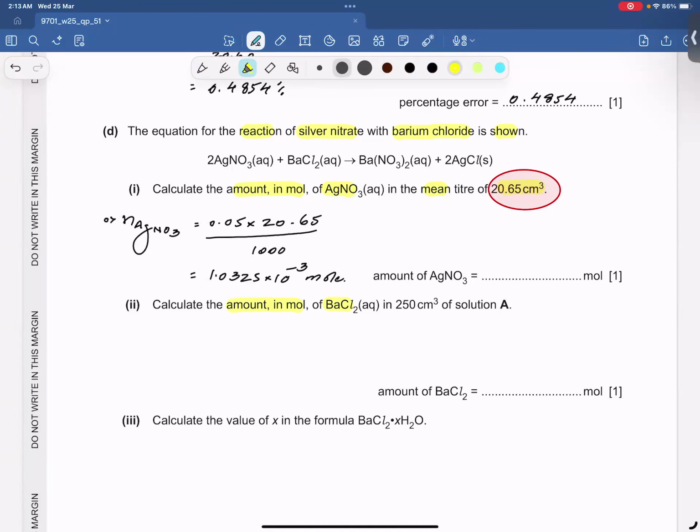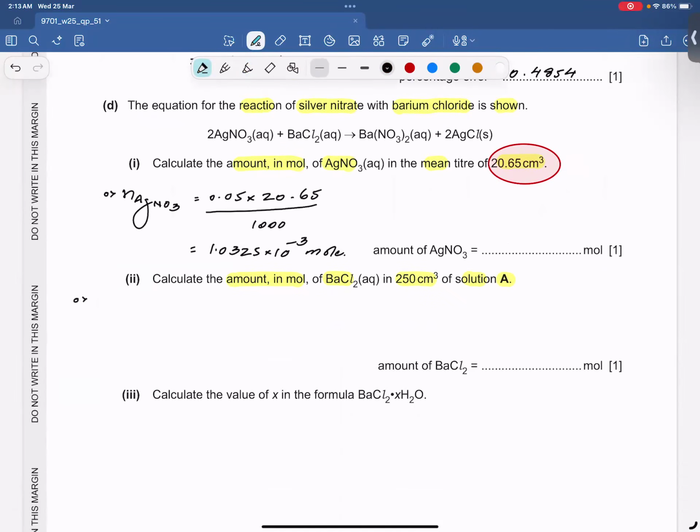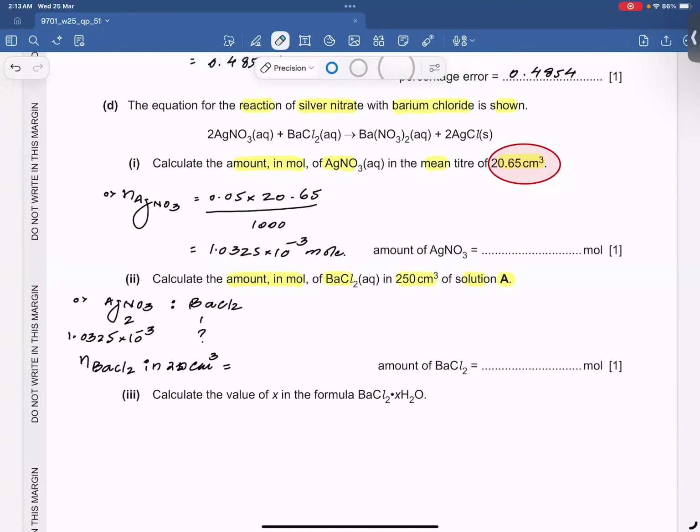Calculate the amount in moles of barium chloride in 250 cm cube of solution A. Okay. Makes sense now. According to the equation, silver nitrate and barium chloride have a ratio of 2:1. When we have 1.0325 times 10 to the power minus 3 moles, obviously the moles of barium chloride in 20 cm cube is going to be how much? 5.1625 times 10 to the power minus 4 moles.